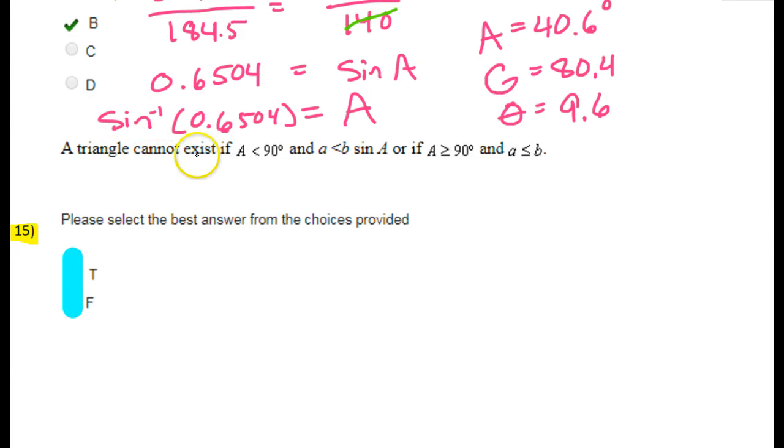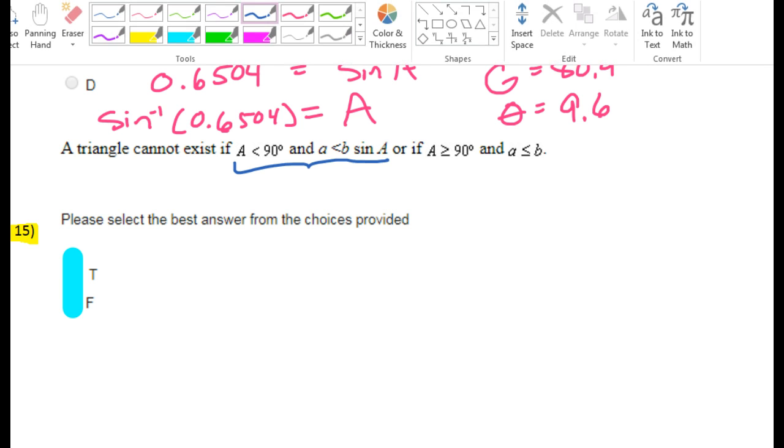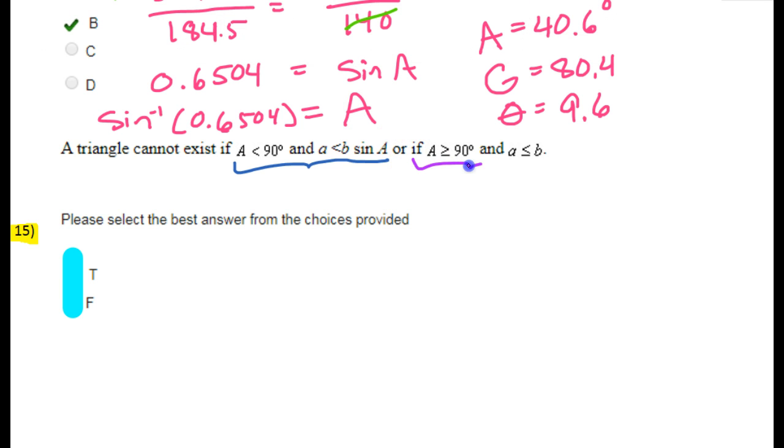A triangle cannot exist given this information, or given this information. If it turns out that a triangle can exist in either one of these situations, then I'm going to say false, because this statement is claiming that both of these situations will result in zero triangles. So we'll see if that turns out to be true.